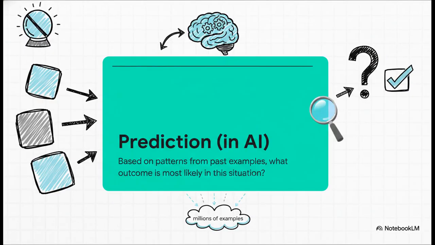Now, when we say prediction, let's be clear, we are not talking about a crystal ball or some kind of fortune telling. It's not about seeing the future. In the world of AI, prediction just means making a highly educated guess. The system looks at some new information and basically asks itself, okay, based on the millions of examples I've already seen, what is the most likely thing going on here?